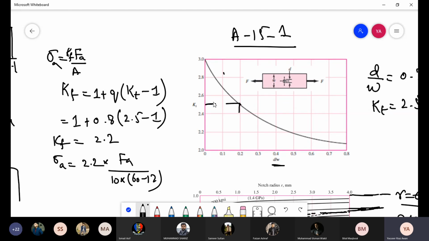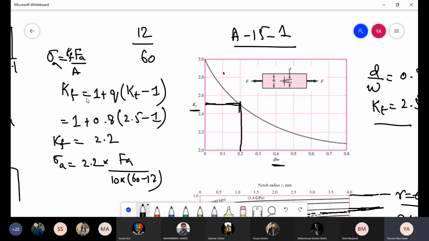And so this d/w, you are given in the figure what d and w are. d is the size of the hole. So in our case it is 12, width is 60, so that gives us a ratio of 0.2. Okay. So you go on this figure on this line, 0.2, and this value is the value of Kt, so it is equal to 2.5.